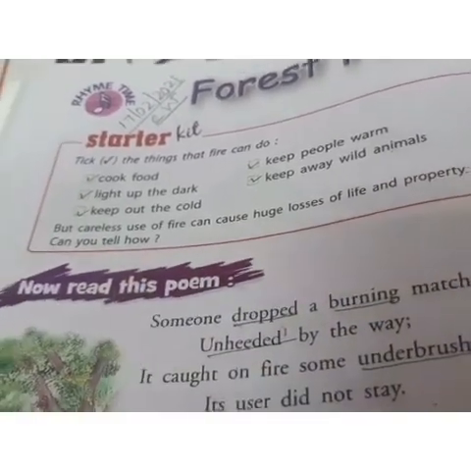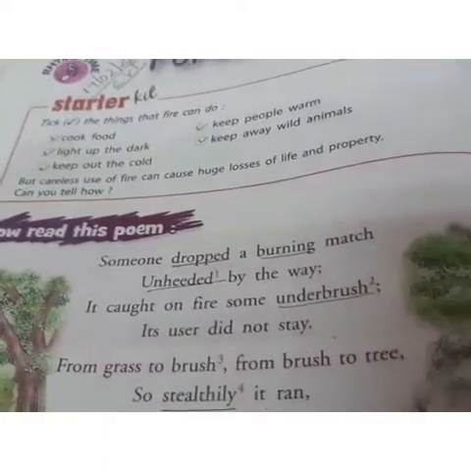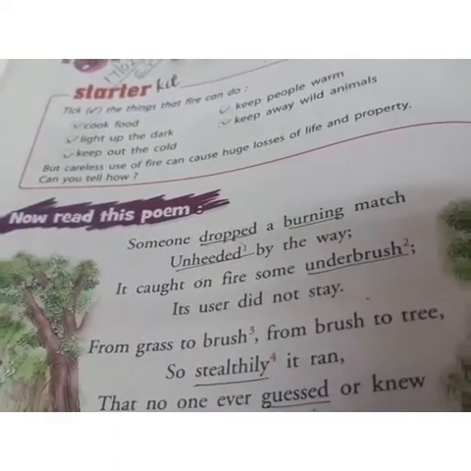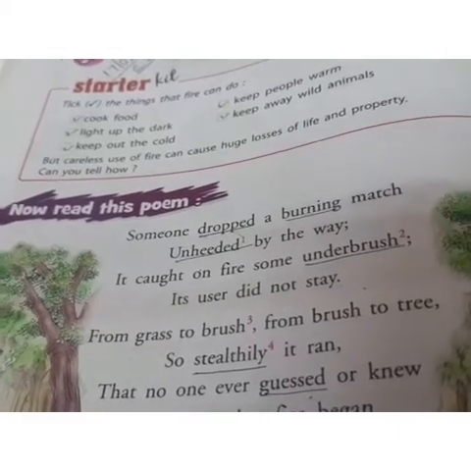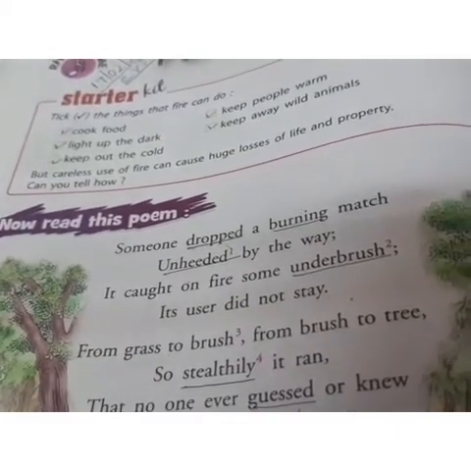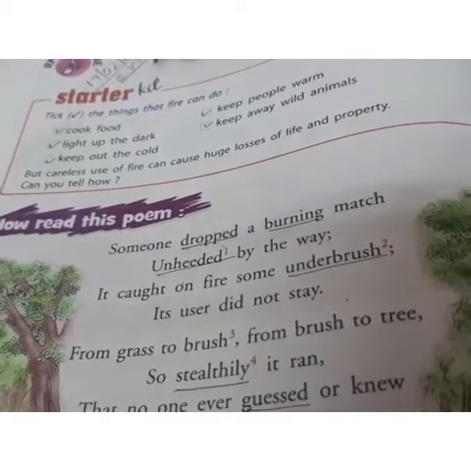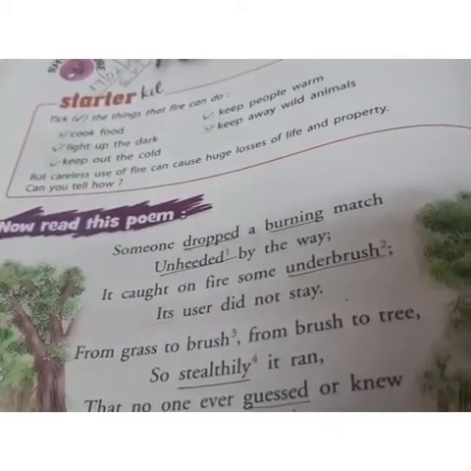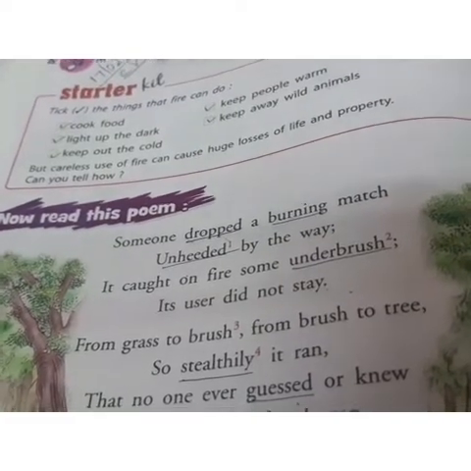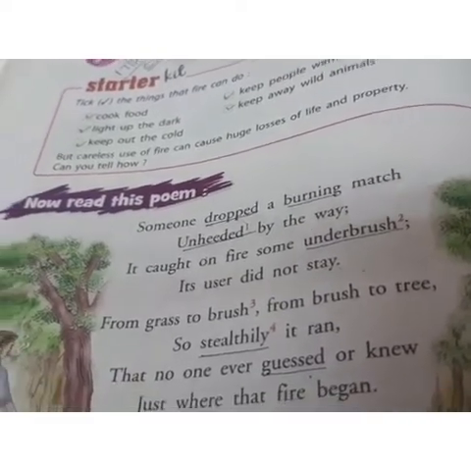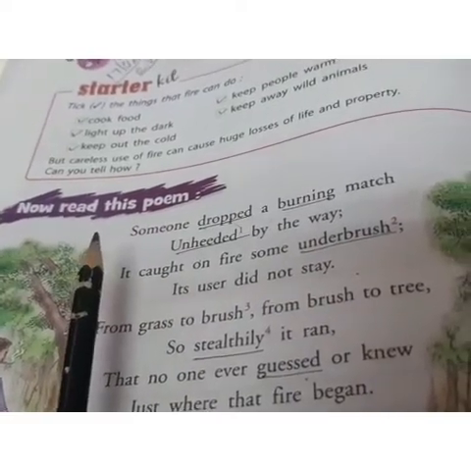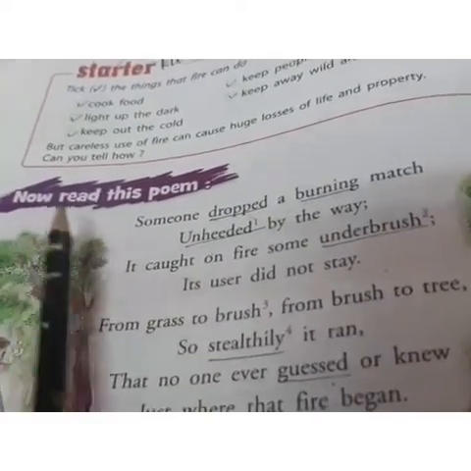Can you tell how? Now, this poem will tell us how a fire can happen and how people are careless or ignorant about forest fires. They do not feel that this is our property. This is the life of thousands of animals in the trees. The plants are there. The flora and fauna is there. That is getting lost. That is never going to be seen again. So we are so ignorant about such things. These thoughts never come to our mind. So now read this poem.